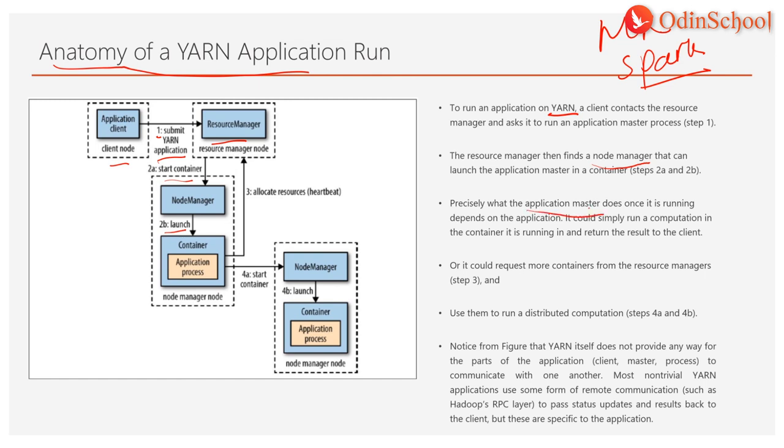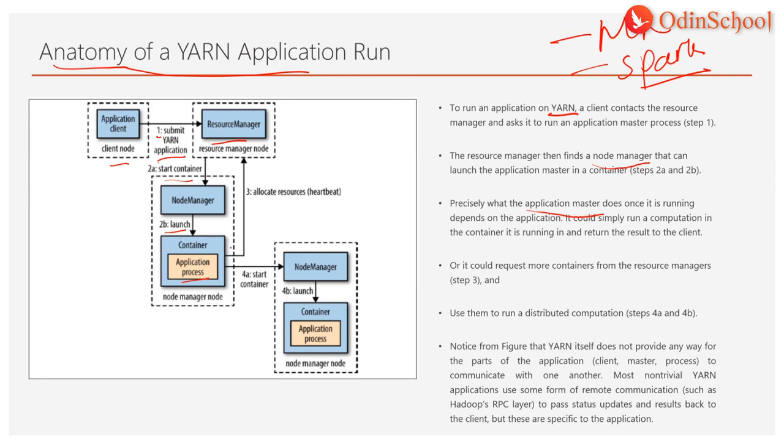And precisely what the application master does once it is running depends on the application. The application master is a particular process which runs inside the container, and it is a very framework-specific entity. It could simply run a computation in the container and then return the result to the client. That is one possible way.